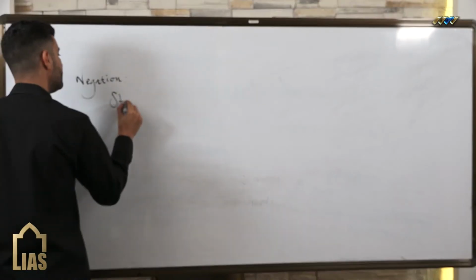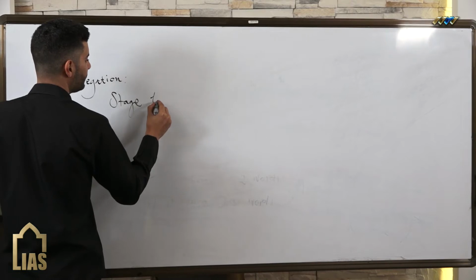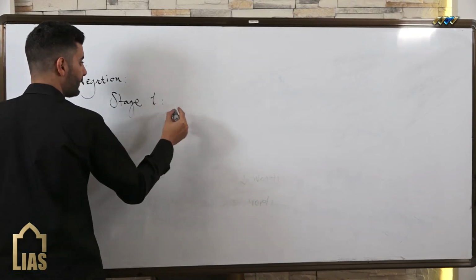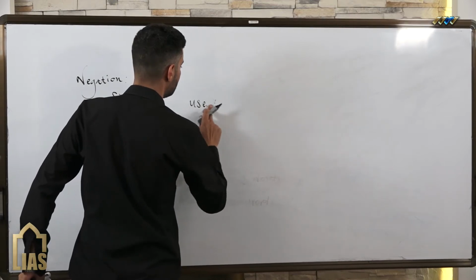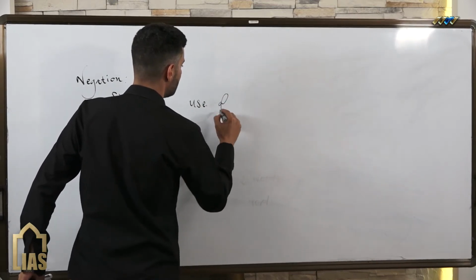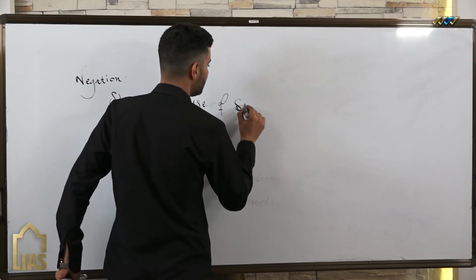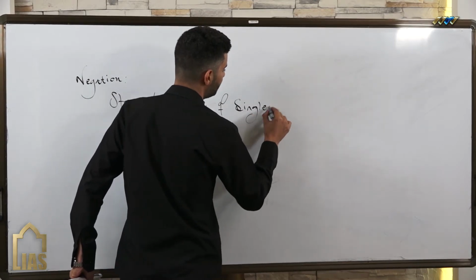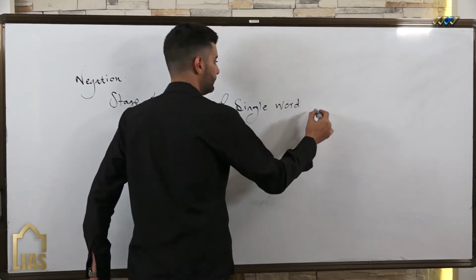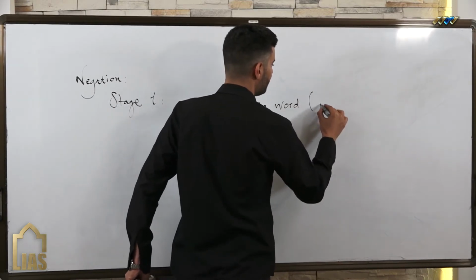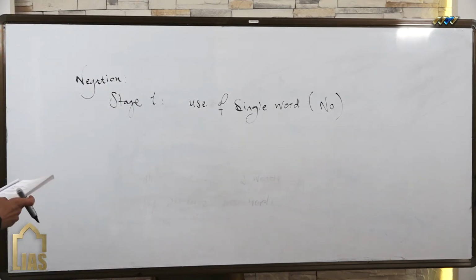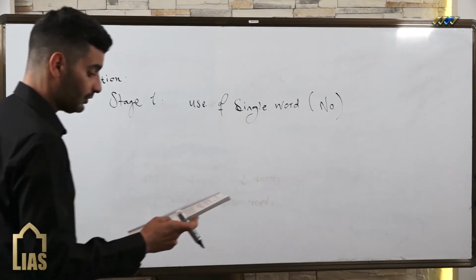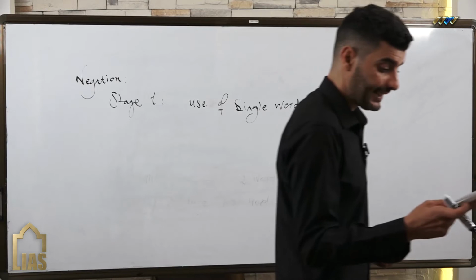Negation. Stage 1: use of a single word. What is the word? They use "no". That's what we said. The use of a single word. No cookie, no comb hair.